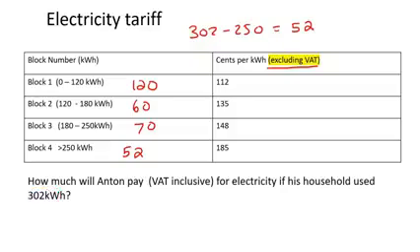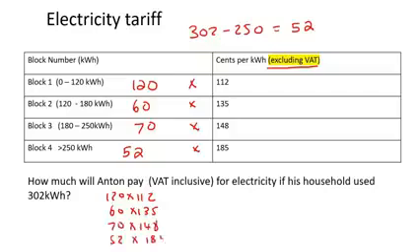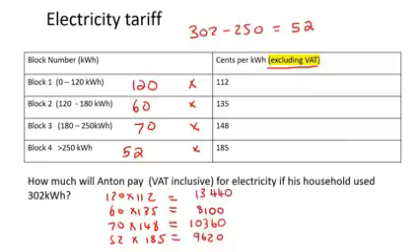And so now we just multiply like normal. So 120 multiplied by 112, 60 multiplied by 135, 70 multiplied by 148, and 52 multiplied by 185. I'll quickly get the totals for us. Now, if we add up all of these numbers, that gives us 41,520. Then we can divide that by 100 because that's in cents, but we want it in rands. So that would be 415 rand and 20 cents, but that's excluding VAT.